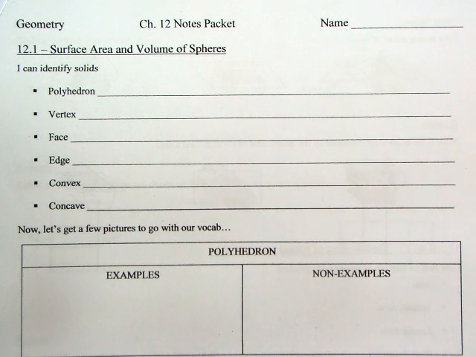Okay, this is section 12.1, and this is the beginning of chapter 12, where we are going to focus on 3D objects. So everything is going to be in 3 dimensions. We're talking like cylinders, cubes, pyramids, cones, that kind of stuff. And before we can start that, we really got to talk about some vocab.